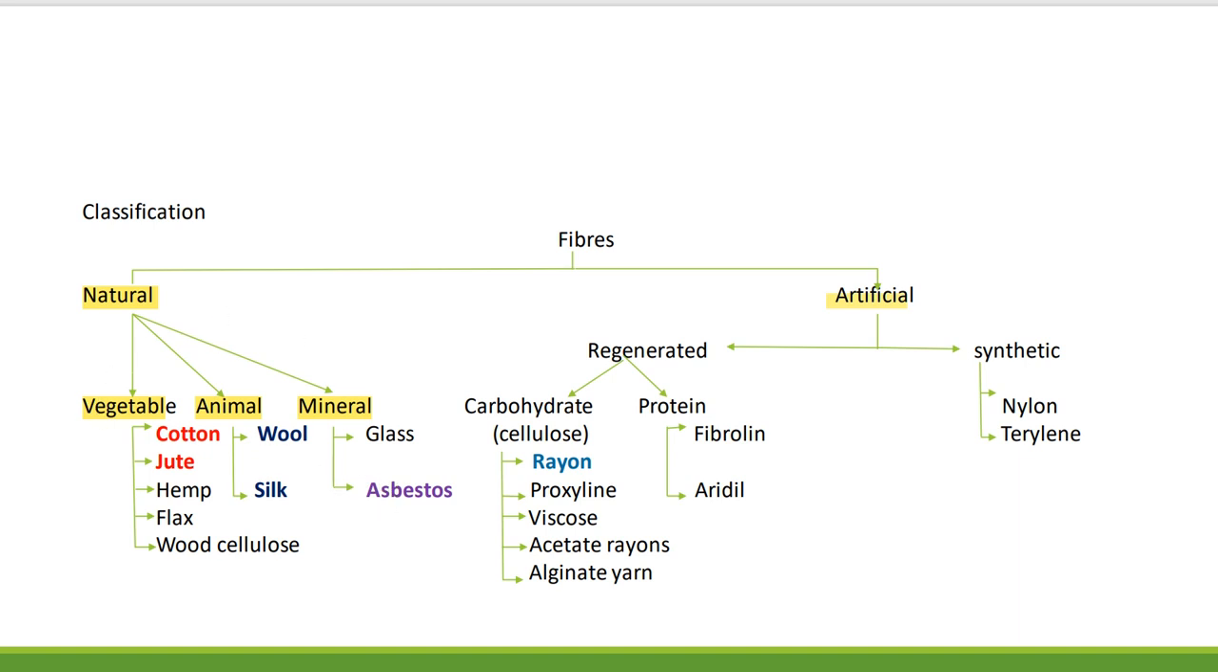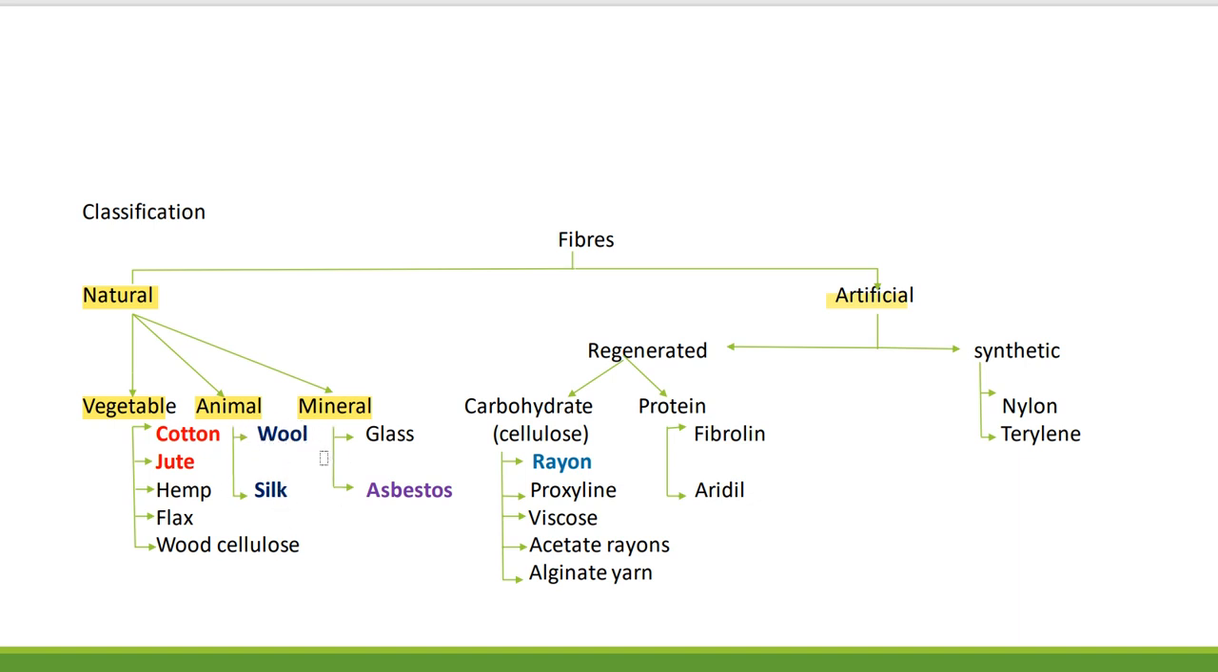So here we are talking about vegetable natural fibers, which include cotton, jute, hemp, flax and wood cellulose. In these, cellulose will be present for sure, but lignin will be present in some and not in others. Animal sources include wool and silk.